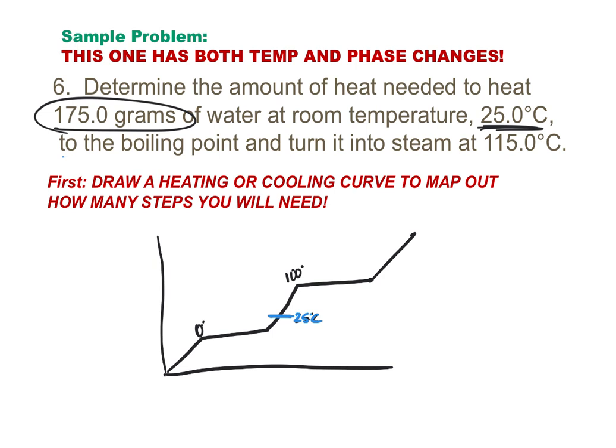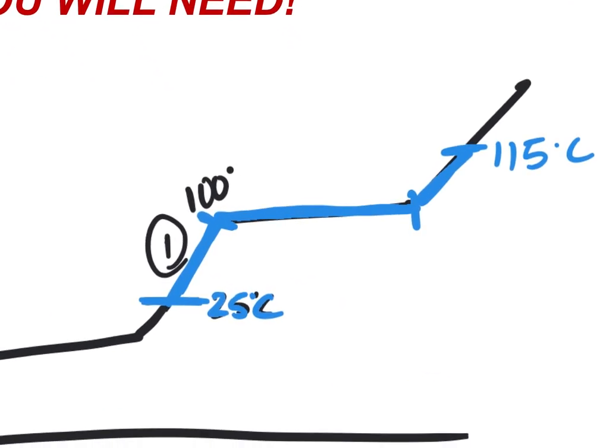They tell me I'm bringing it up to the boiling point. That's 100 degrees. So I'm moving up to 100 degrees, and then I'm turning it into steam. That's vaporization here. And then I'm ending it at 115, which is going to be about here-ish. So what that means is I've now segmented this problem into 3 different portions. Portion 1, which is going from 25 degrees Celsius to 100. Portion 2, turning it from liquid into gas, vaporization. And then portion 3, which is that temperature change from 100 up to 115.